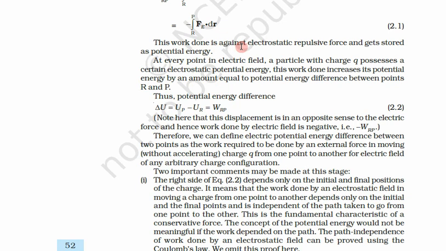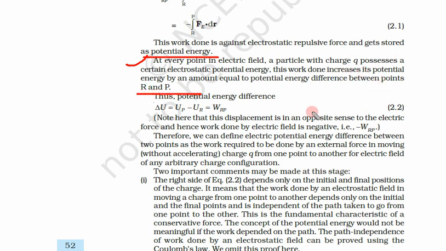Now this work done is against the electrostatic repulsive force and gets stored as potential energy. We had already talked about that. Since this is working opposite to the repulsive force, it gets stored as potential energy and will convert into kinetic energy in such a way that the total of both energies remains conserved. Now, a very important point: at every point in an electric field, a particle with charge q possesses a certain electrostatic potential energy. This work done increases its potential energy by an amount equal to the potential energy difference between points R and P.